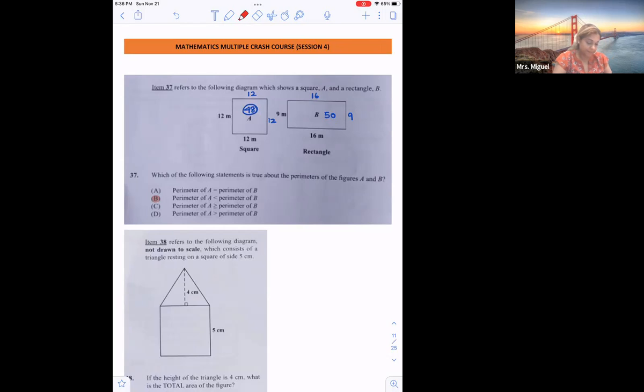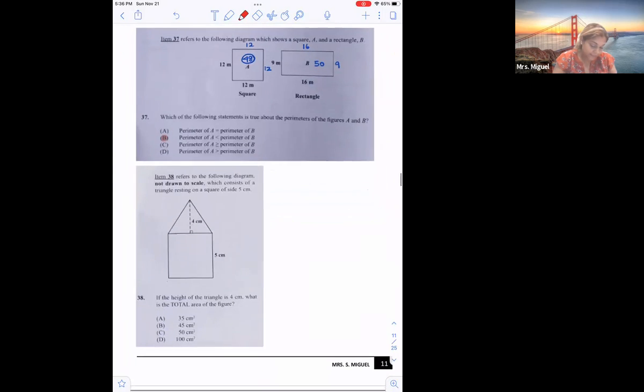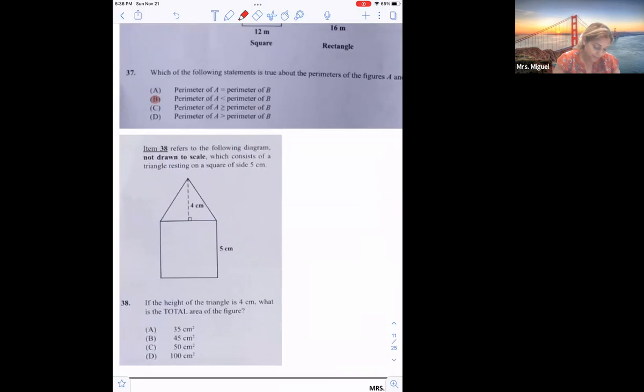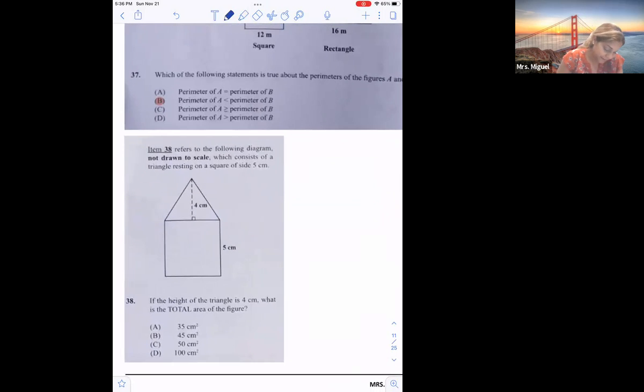Right? Number 38, the height of the triangle is 4 meters. What is the total area? So 5 by 5, here is 25. This will be 5 by 4 divided by 2. 2 we're going to 4 2 times. This is 10. 25 and 10. The answer is 35.